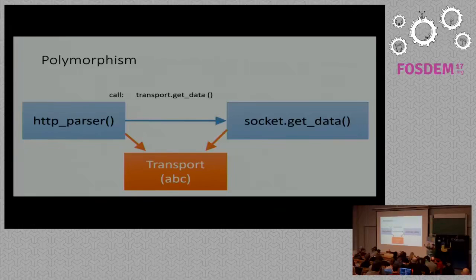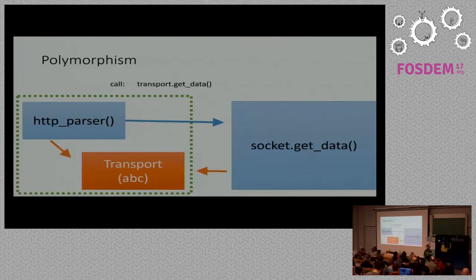And in fact, it is the high-level code that should define the interface that the low-level code should use. So the HTTP parser is going to define the interface for the transport class. And then we end up in a situation like this. So we have on the left side our high-level code, the HTTP parser, with the interface that it expects the underlying transport to implement. And then on the right side we have a transport.